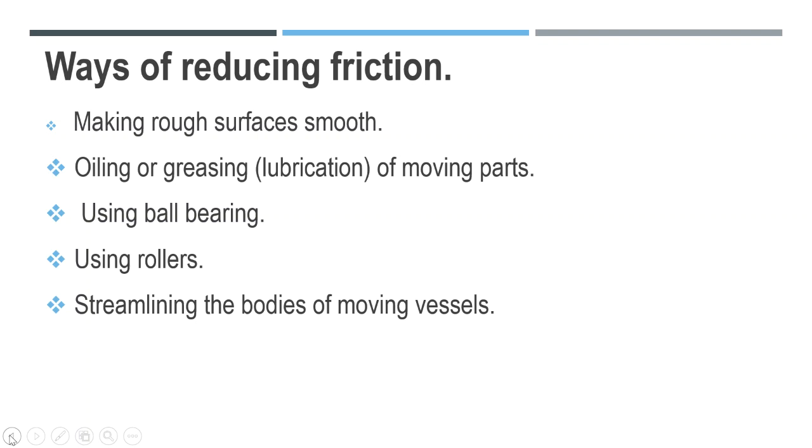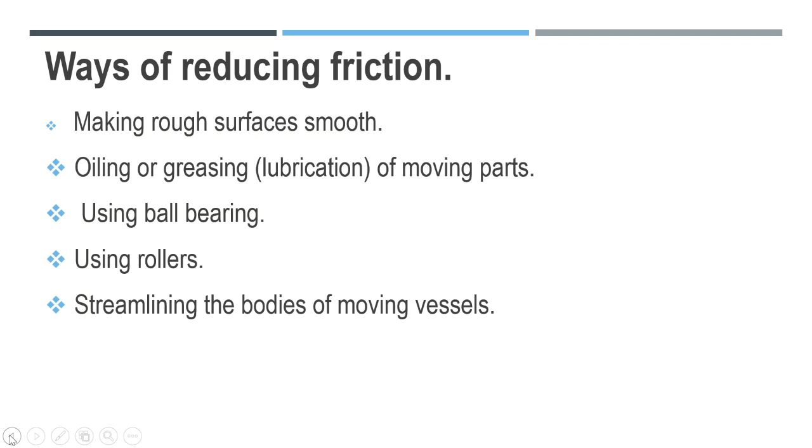That's due to friction. Next, using ball bearings. Ball bearings are those small tiny balls you find in bicycles near where the chain sits. Those ball bearings reduce friction because they are smooth and round. They move over each other.